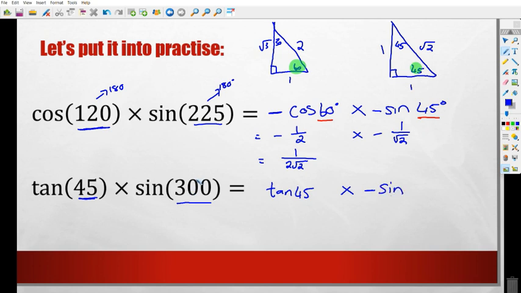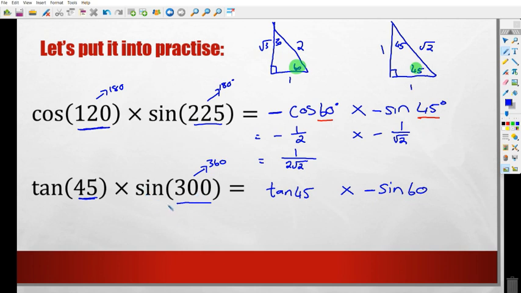Now I need to ask myself, how far is 300 from my closest horizontal? Which one is the closest horizontal, the 180 or the 360? It's the 360. Very good. So 360 is closer to the 300. And how far is that 360 from the 300? 60 degrees. So instead of saying sine of 300, I can say negative sine of 60. So negative sine of 60 is equal to sine of 300.